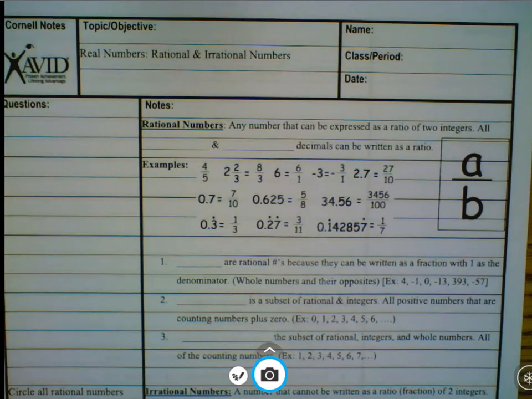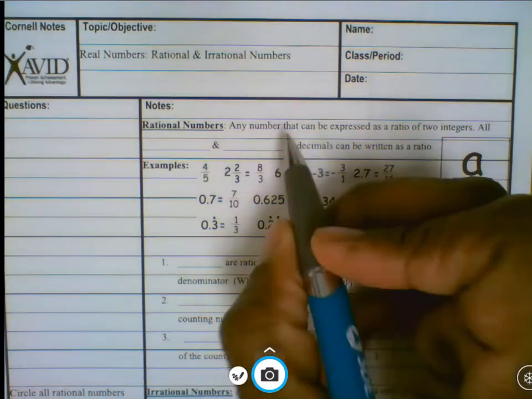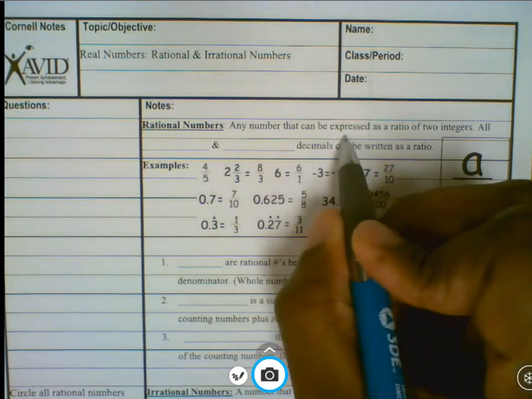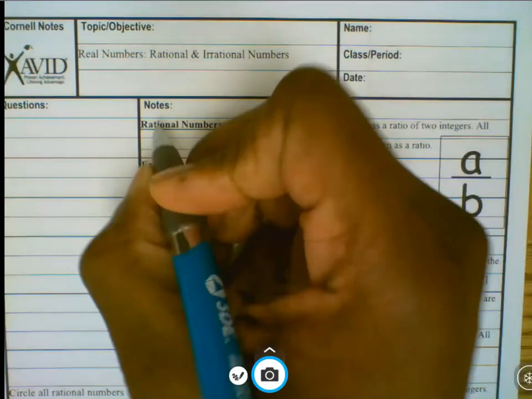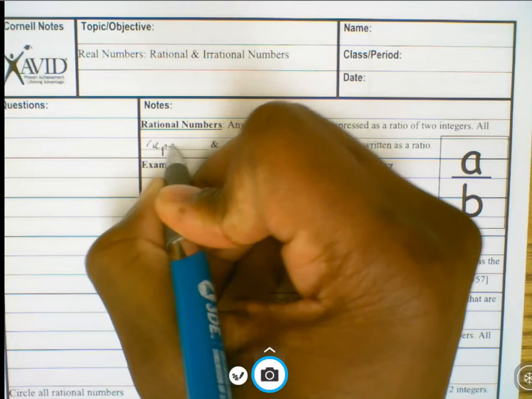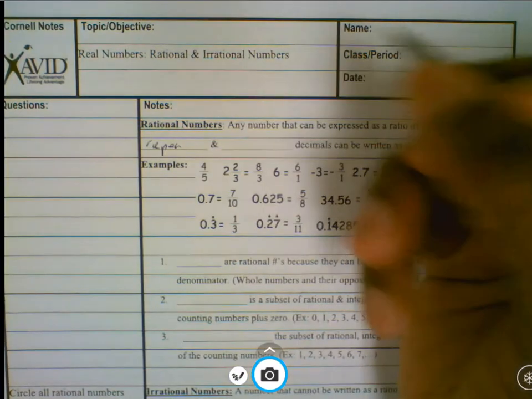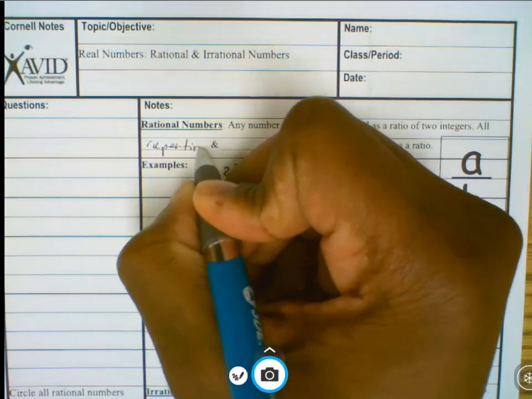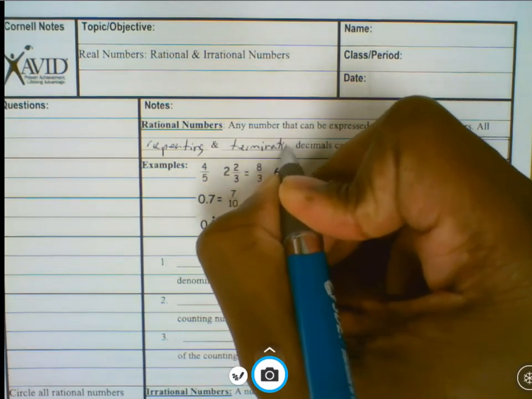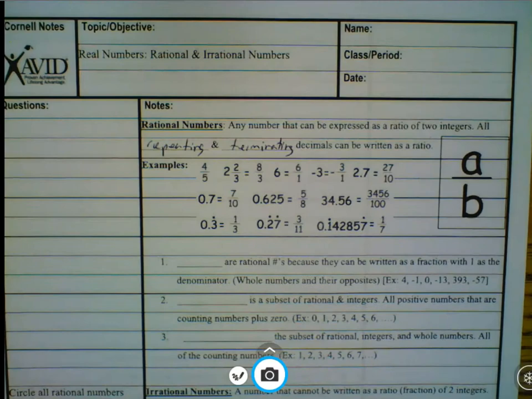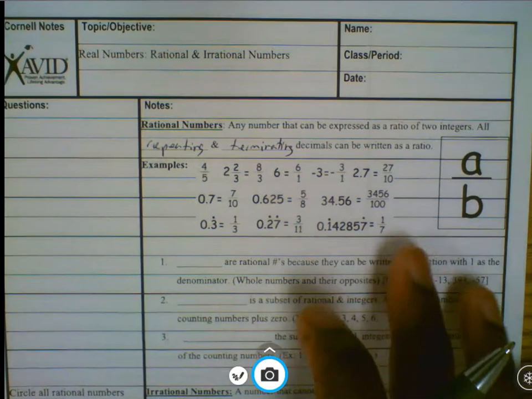All right, this lesson is about rational numbers and irrational numbers and how to tell the difference between the two. So first of all, understand this: a rational number is any number that can be expressed as a ratio of two integers. So all repeating and terminating decimals are rational. All repeating and terminating decimals can be written as a ratio, and that's a rational number.